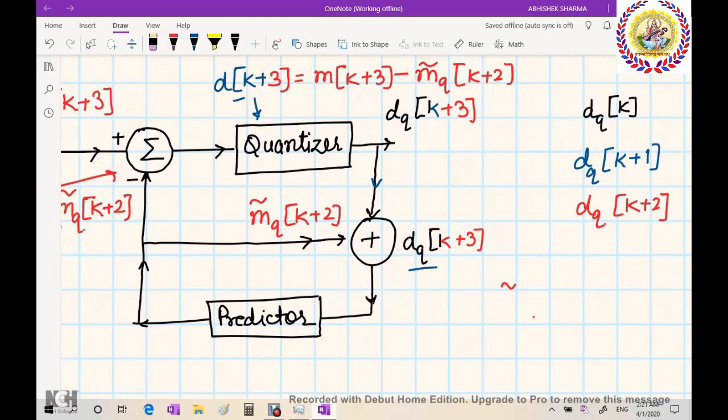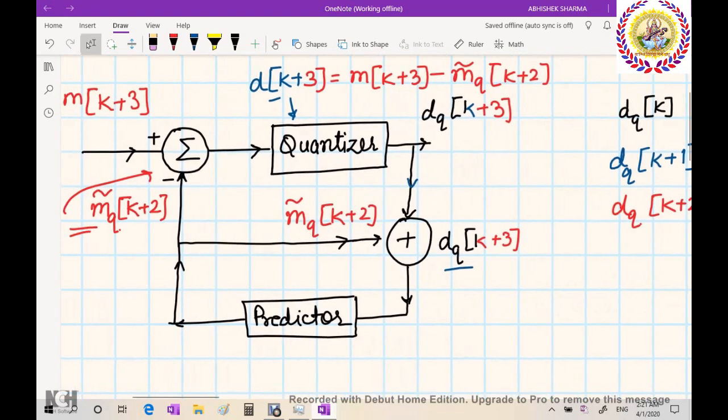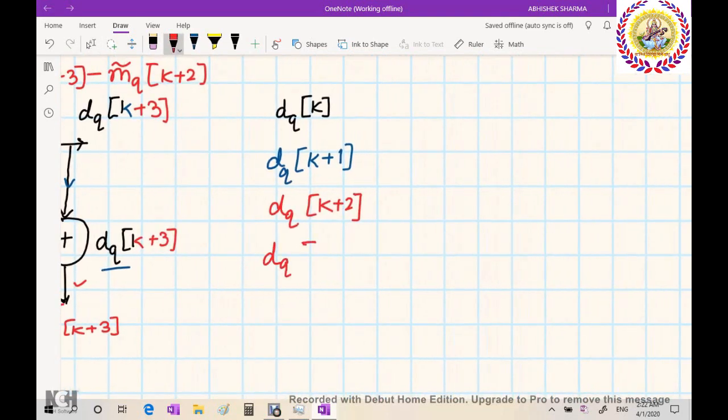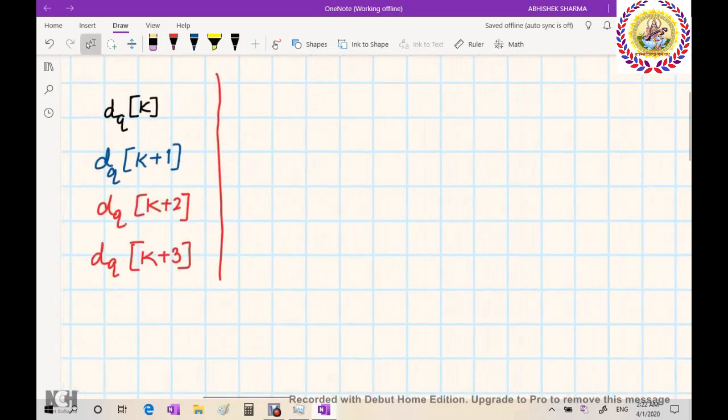Okay, I think you already know what the output will be at this point. It will be mq(k+3), and at this point for the next clock pulse, our output will be this. So the next difference will be dq(k+3). Now these are the transmitted differences towards the receiver.